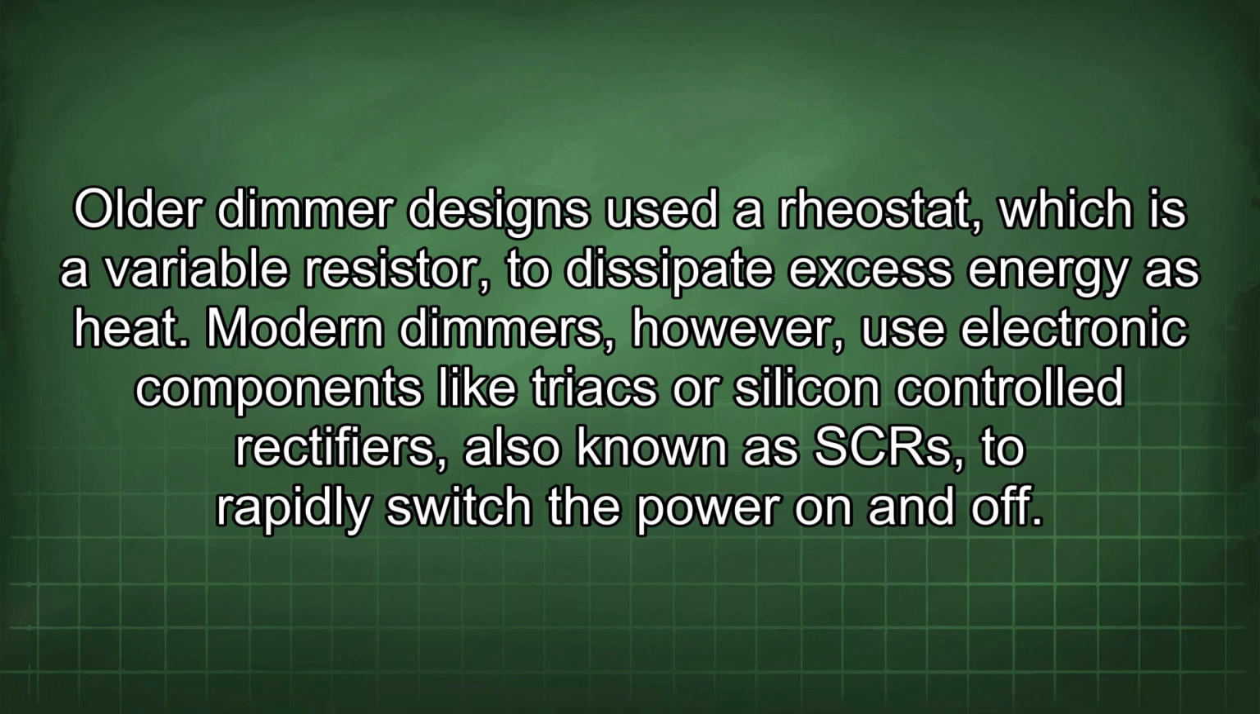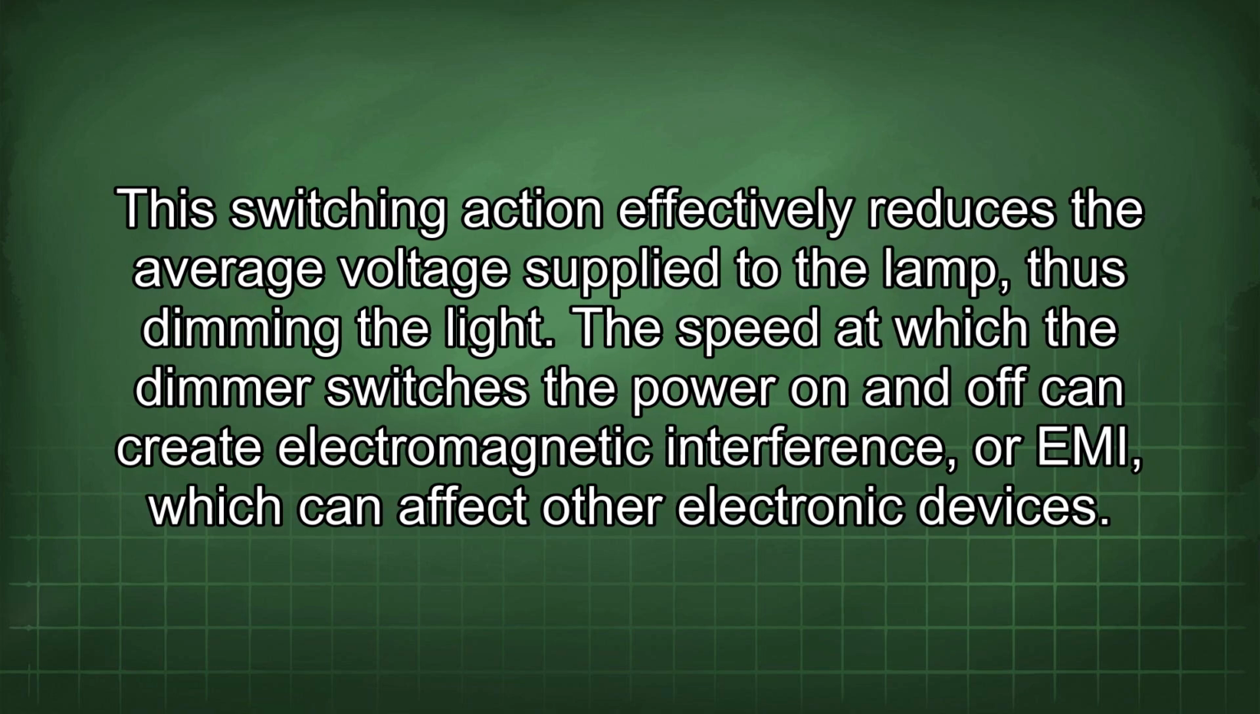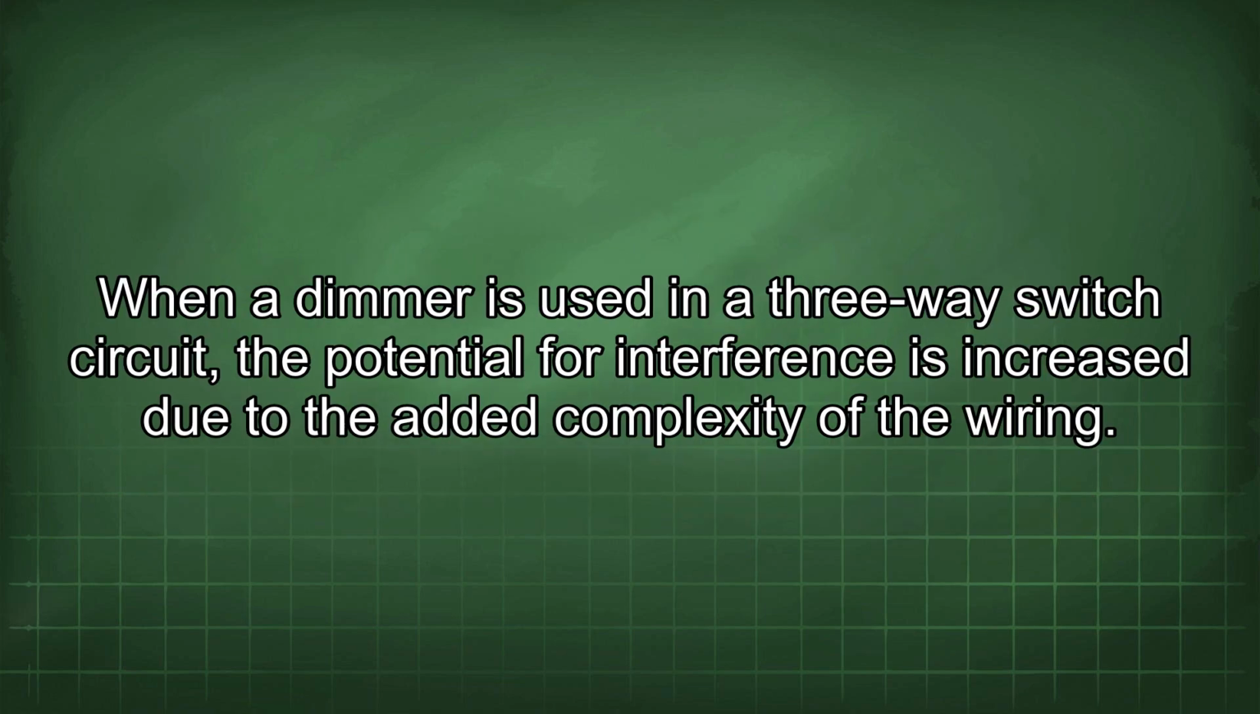Modern dimmers, however, use electronic components like triacs or silicon-controlled rectifiers, also known as SCR, to rapidly switch the power on and off. This switching action effectively reduces the average voltage supplied to the lamp, thus dimming the light. The speed at which the dimmer switches the power on and off can create electromagnetic interference, or EMI, which can affect other electronic devices. When a dimmer is used in a three-way switch circuit, the potential for interference is increased due to the added complexity of the wiring.